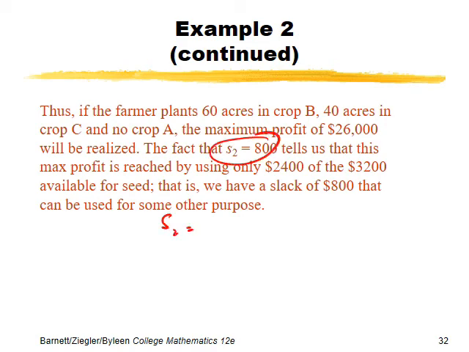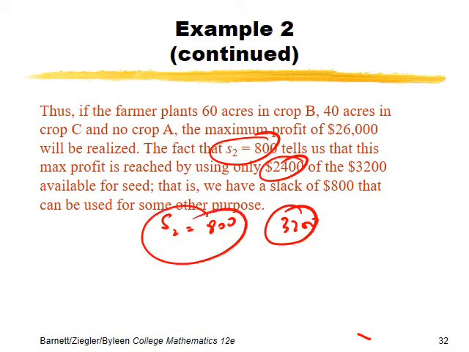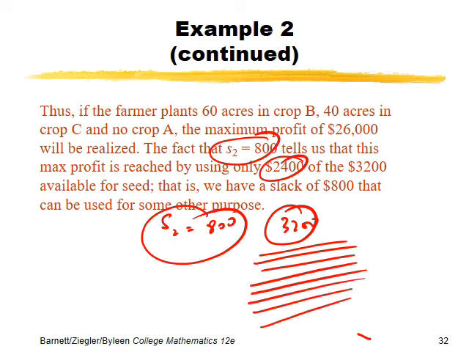It tells us s2 is 800, which means he doesn't need to spend all 3200. He can still get the maximum profit if he invests only 2400. He can save 800. This is extra, this is slack. He can save 800 and still manage to get the maximum profit, and he doesn't need to spend all 3200.